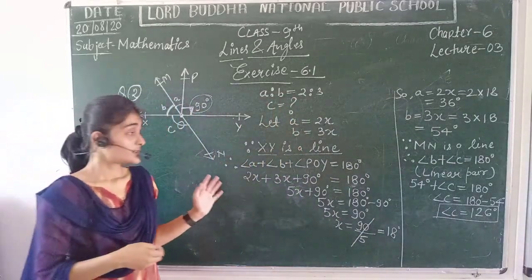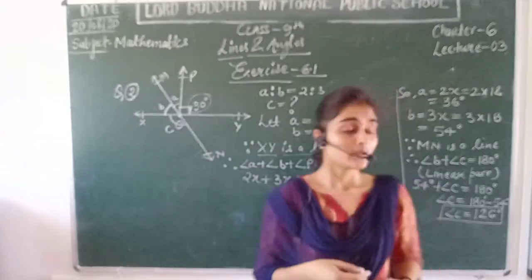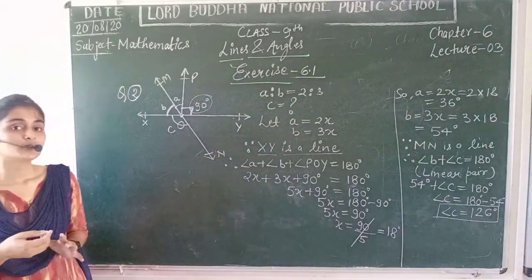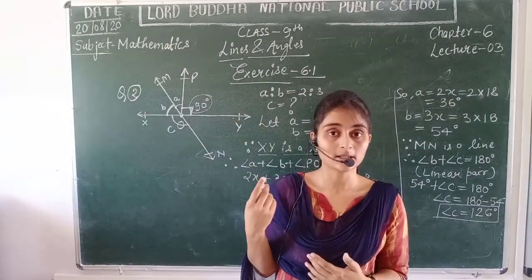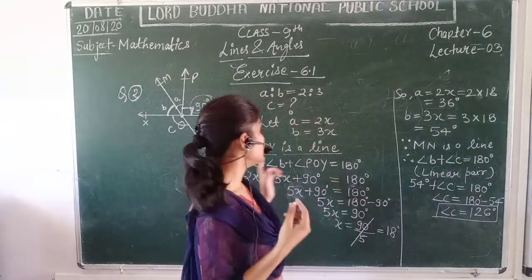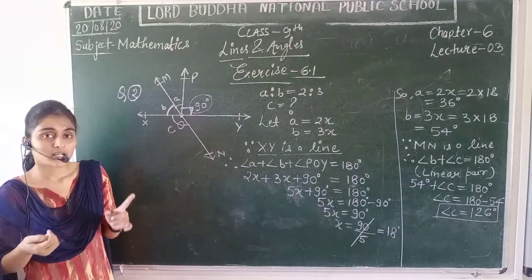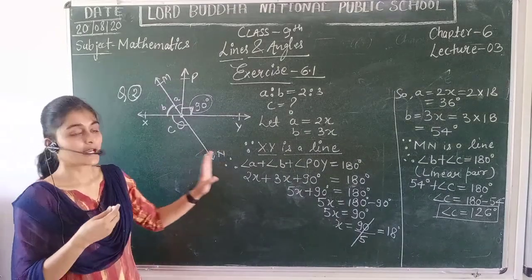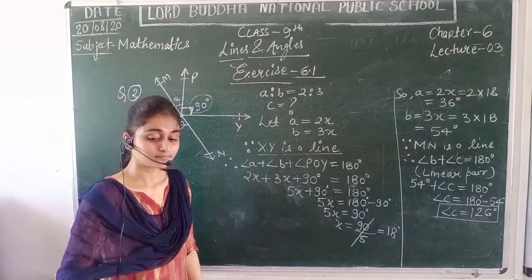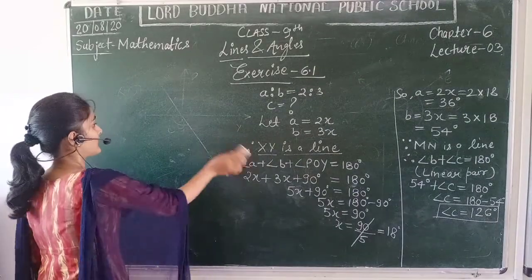Just go through this question again, and I hope this is clear to you all. We have just used the theorem which we read in the previous class about linear pairs, that whenever angles are formed on a straight line, they sum up to 180 degrees. We have just used that point in this question, right? Now, moving forward to the next question.